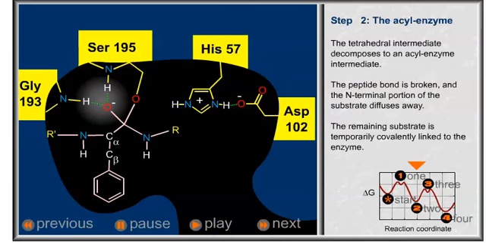The tetrahedral intermediate quickly decomposes back to a planar carbonyl group. This can happen in one of two ways. The bond to the serine can dissolve, regenerating the original starting components. This is just the reverse of step 1.